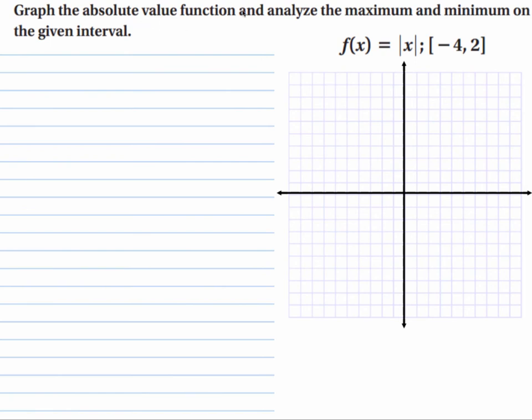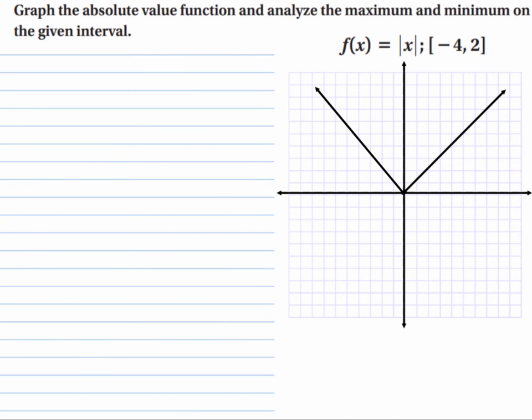Now, graph the absolute value function and analyze the max and min. So if I have the absolute value of x on the interval -4 to 2, finding maximums and mins on absolute values means you have to do more than just evaluate endpoints. You have to look very carefully at it.